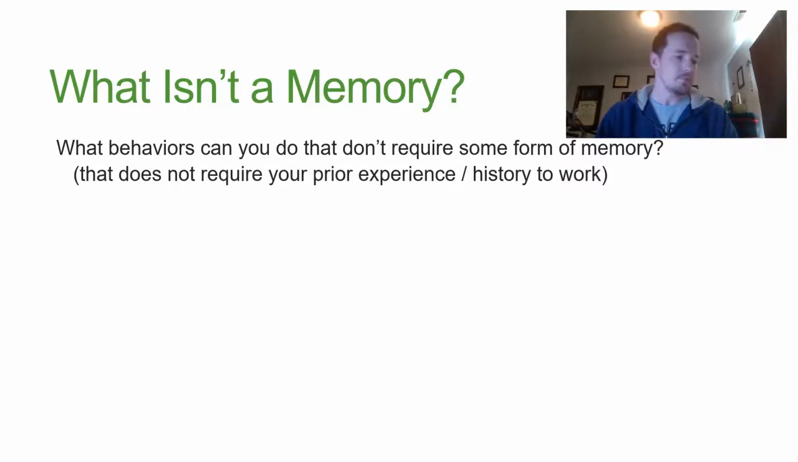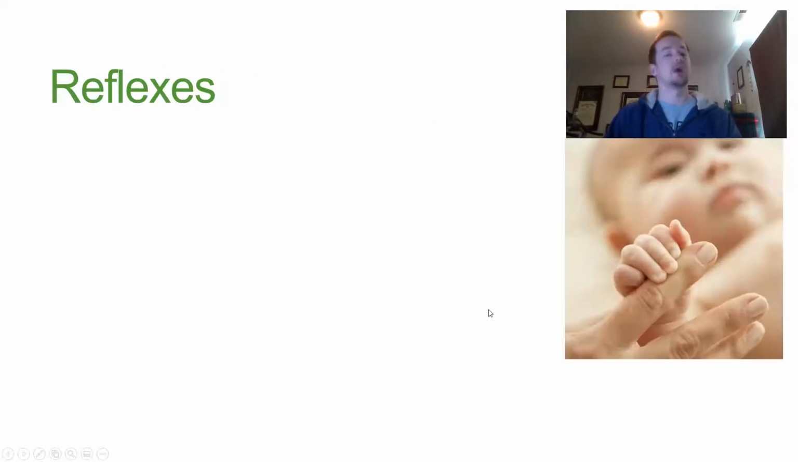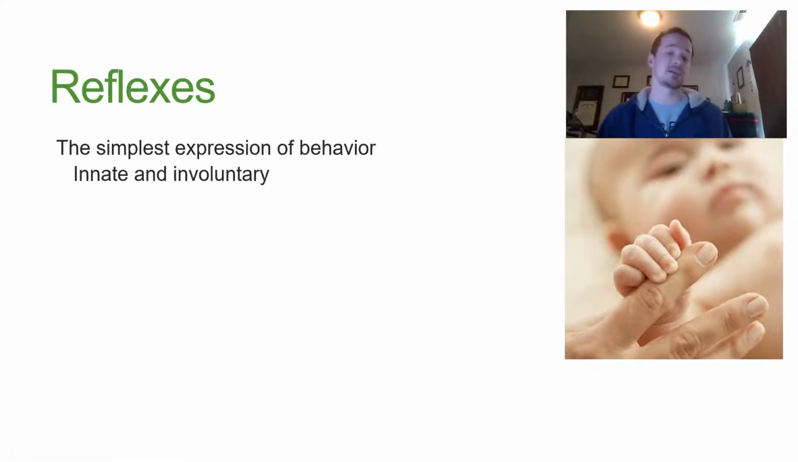Anyways, yes, there are certain behaviors, but they're kind of tricky. One of the most common popular versions of this are reflexes. We have reflexes and we do not require any kind of previous behavior to do those behaviors. So you can think of it as the simplest expression of behavior. You don't need memory to have a reflex. This is because they are innate and they are involuntary.